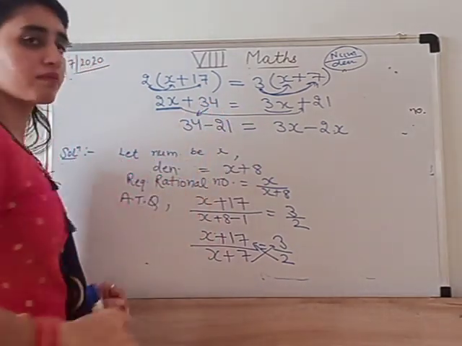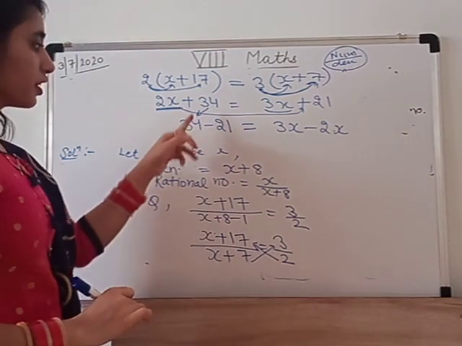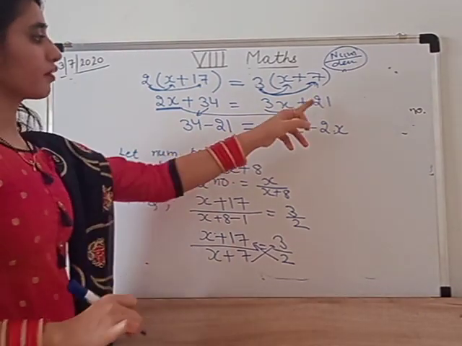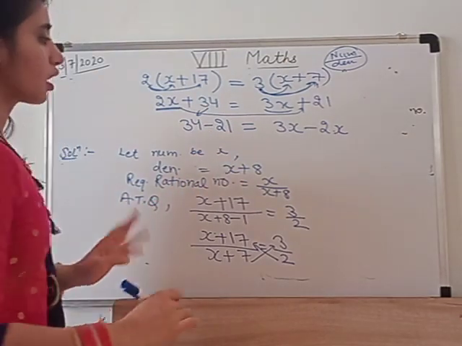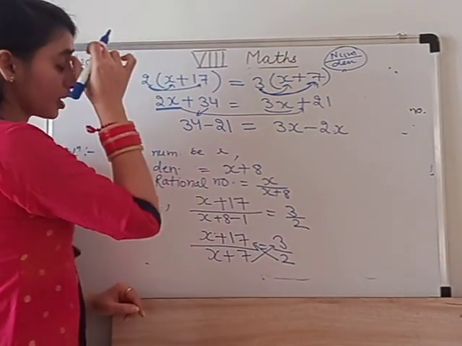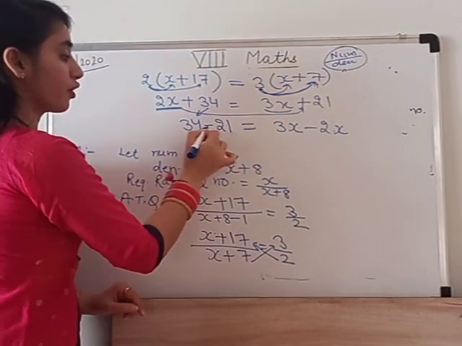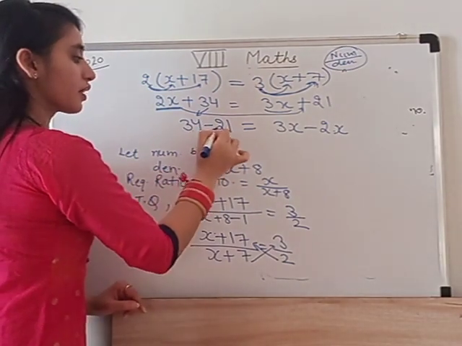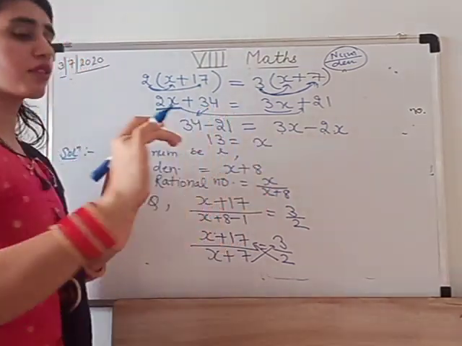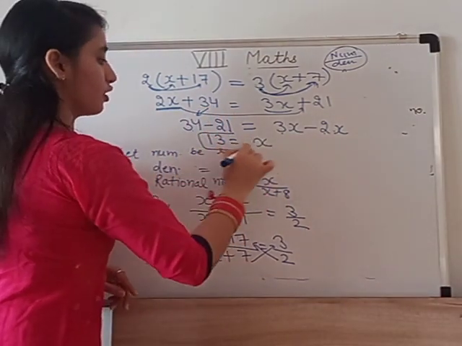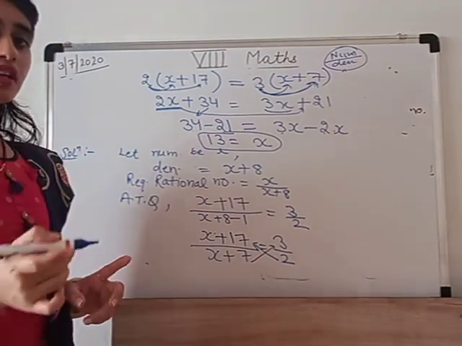34 is already there. So write it as, and 21 shifted to the left side, write negative 21. Now subtract, 34 minus 21. 4 minus 1 is 3. 3 minus 2 is 1. And 3x minus 2x is 1x, or you can write x. Value of x is equal to 13.